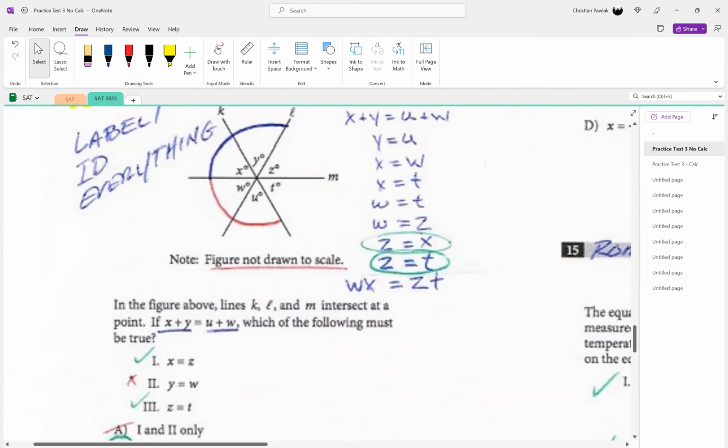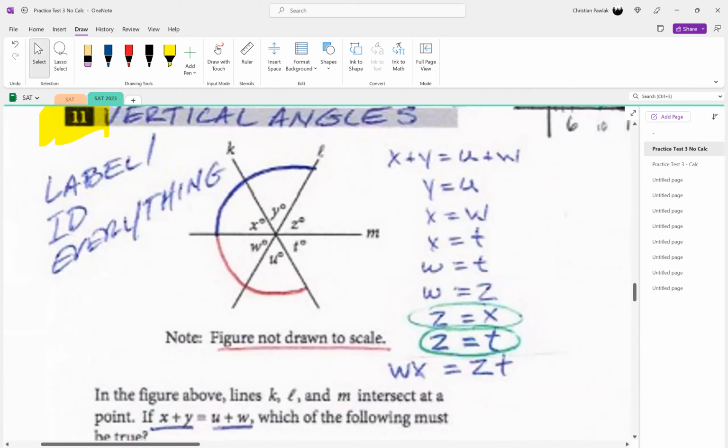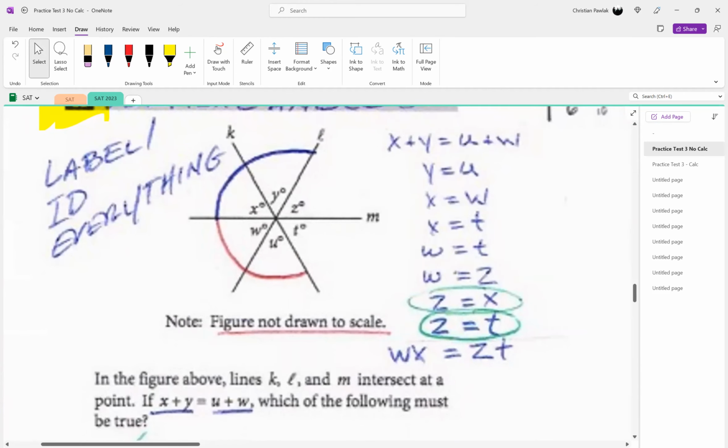Number 11. I'm going to remain on this picture right here. So let's go through the work. In the figure above, lines k, l, and m intersect at a point. If x plus y equals u plus w, which of the following must be true? So these are all lines forming, so m extends all the way across, k extends all the way across, l extends all the way across. That means angles such as y and u have to be the same.